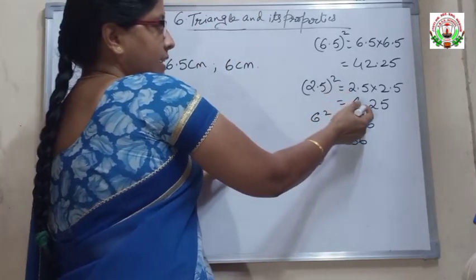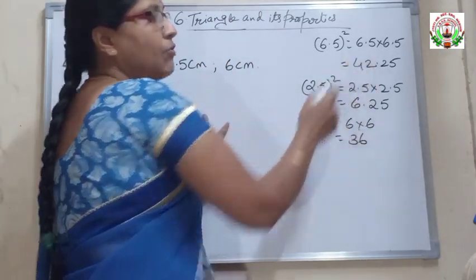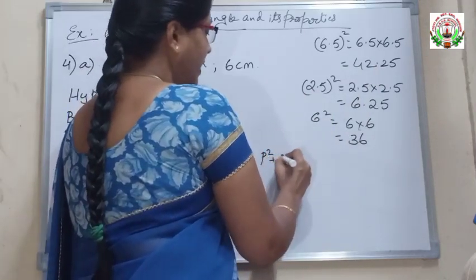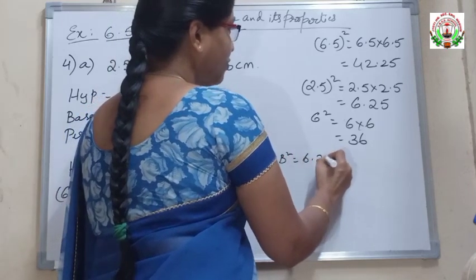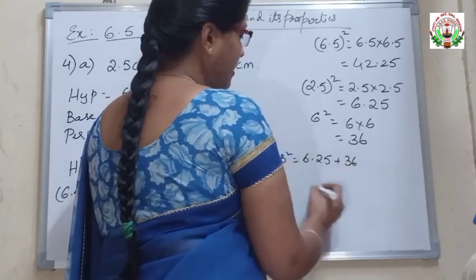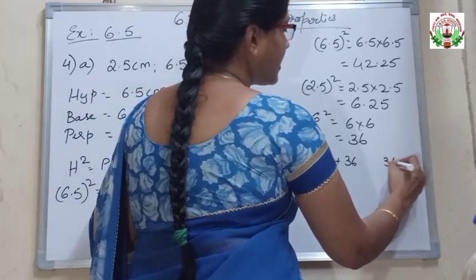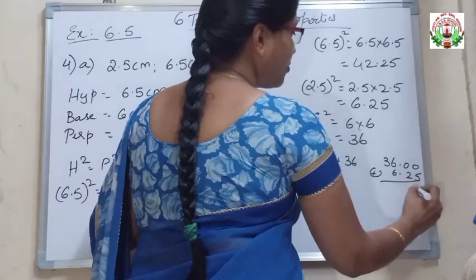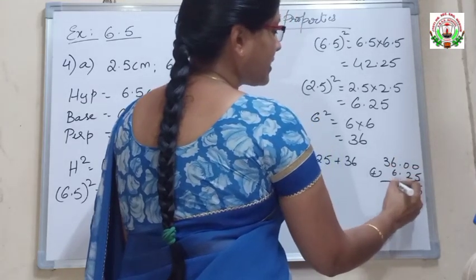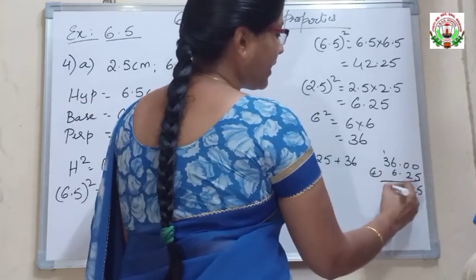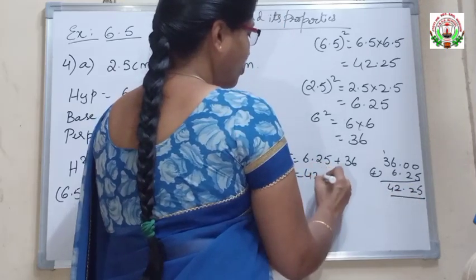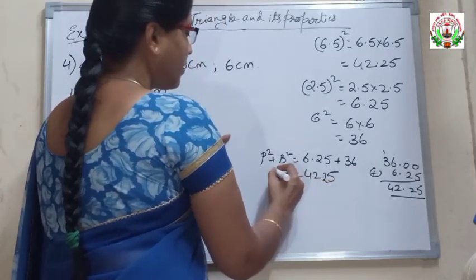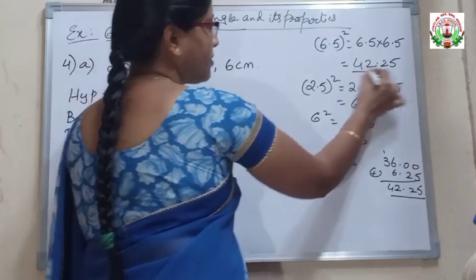So when you add this 6.25 and 36, we have to get this 42.25. So let us add perpendicular square plus base square, that is 6.25 plus 36. When you add it, 36.00 plus 6.25: 5, then 2, then 6 and 6 is 12, 2 and 1 is 3, and 1 is 4. So it is 42.25, which is equal to hypotenuse square.